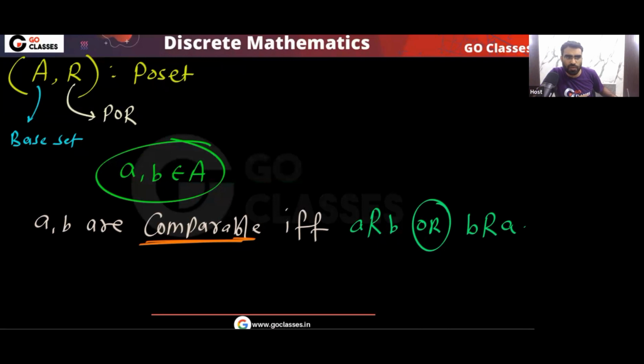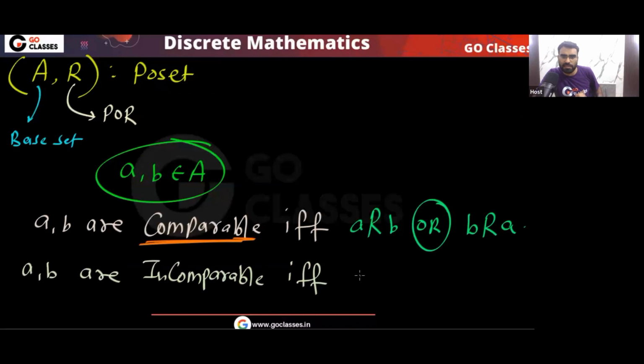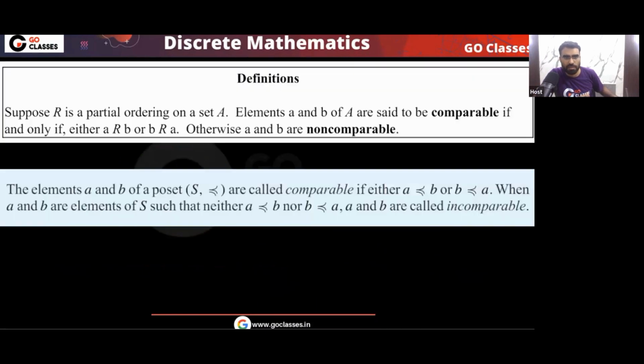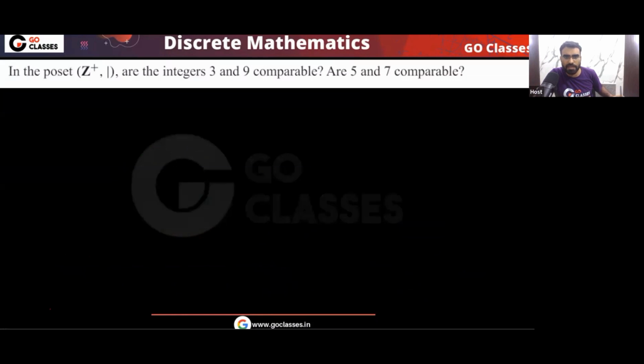Okay, and what is the definition of incomparable elements? When can I say a and b are incomparable? Not comparable? What do you think? Incomparable means that a is not related to b and b is not related to a. Yes or no? They are not related to each other. Because if a is related to b or b is related to a, then these two elements are comparable. These two elements will be incomparable if a is not related to b and b is not related to a. So this is the definition of comparable and incomparable elements.